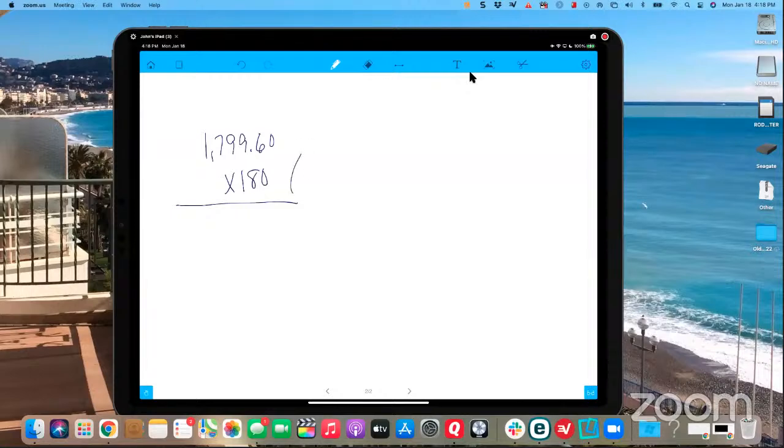Now, how did I get 180? 15 years times 12. Since I've been in real estate so long, I know those numbers just off the top of my head. But 15 years times 12 months in a year is 180. So 180 times 1,799.60 equals 323,928. That's what you will pay over the life of this loan.